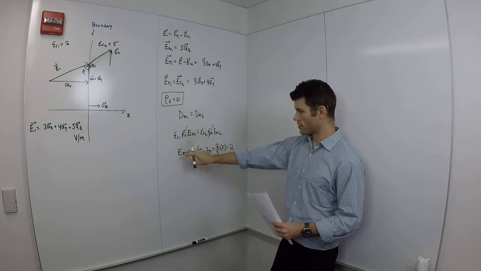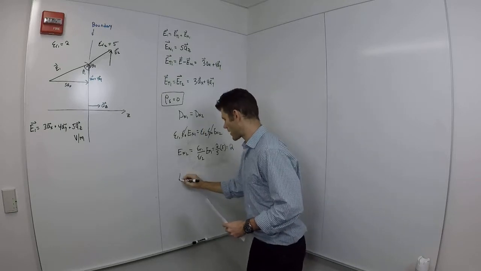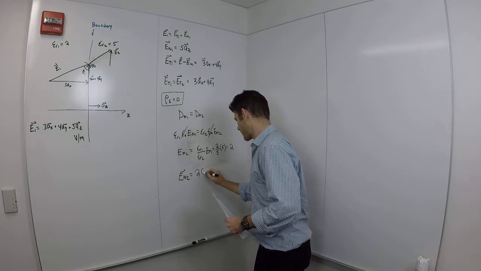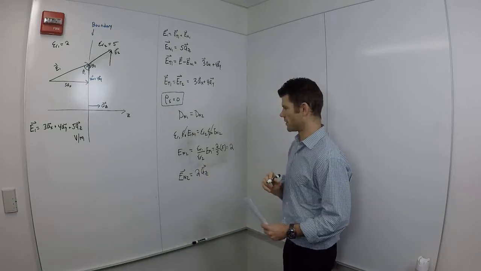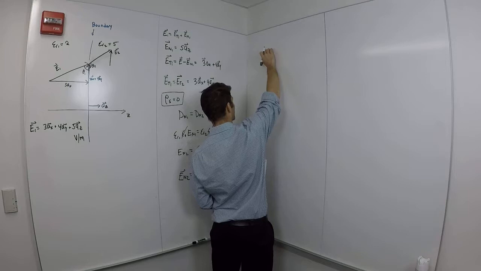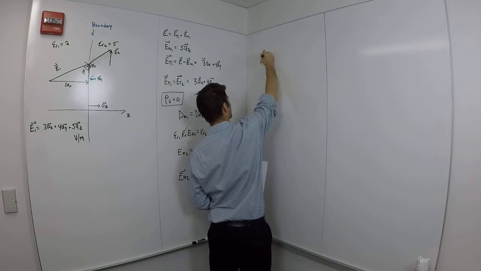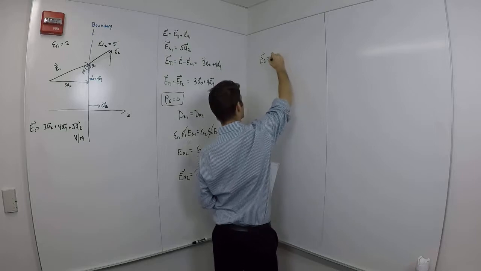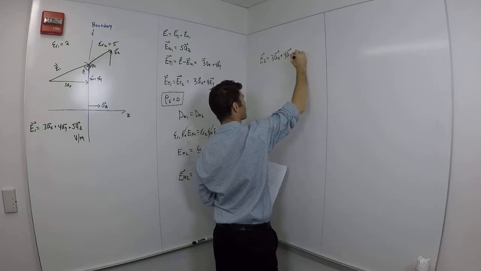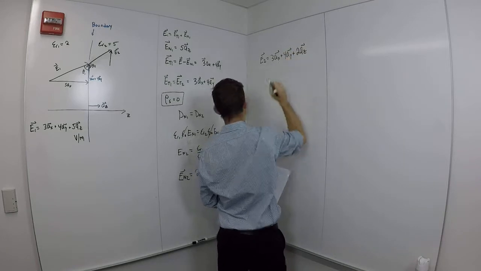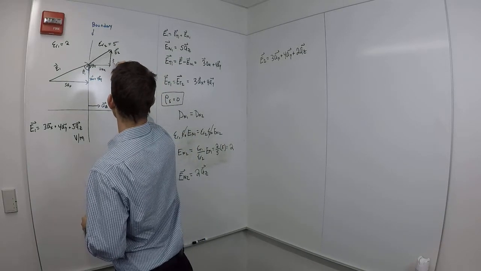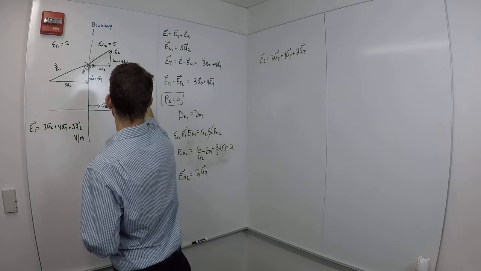Okay, so notice it's just the magnitudes. We're just solving for the magnitude. So we want to actually get the vector component. En2 would just be equal to 2 in the normal direction, az. Okay? So now we have the normal component, we have the tangential component for E2, and we'll say that E2 is equal to the tangential component, which is 3ax plus 4ay, plus the normal component, which is 2az.